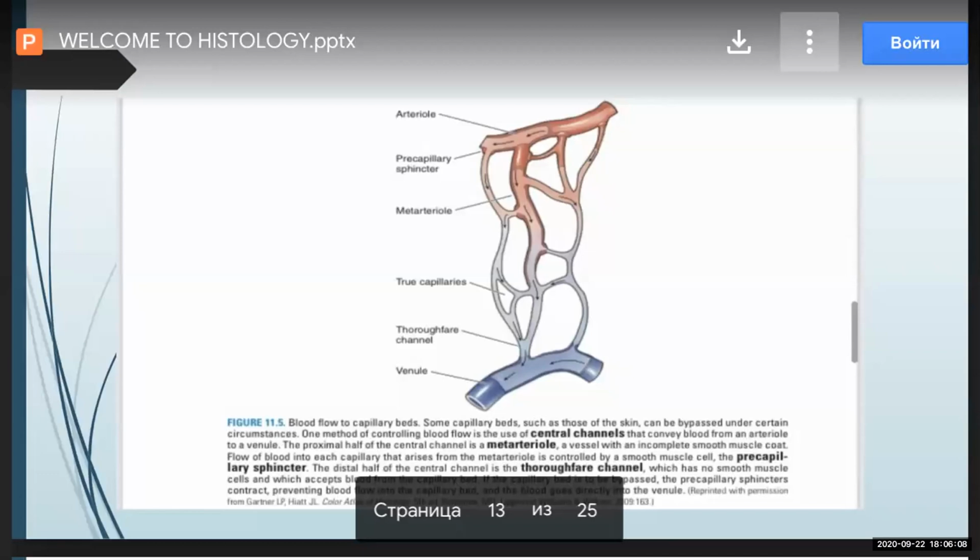In venules there is no sphincter, and we can say that the difference of metarterioles from, for example, venules is that they have sphincters. We see sphincters here, but in venules we don't see sphincters. Of course, in this picture it's red and blue, so it's very easy to say, but normally we know that our blood is not red and blue, it's always red.